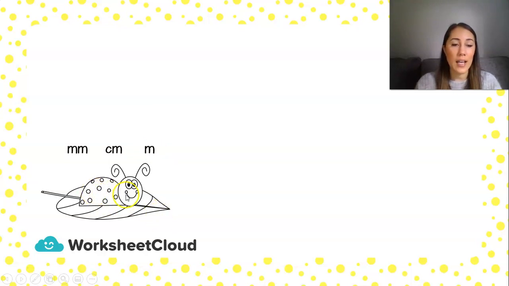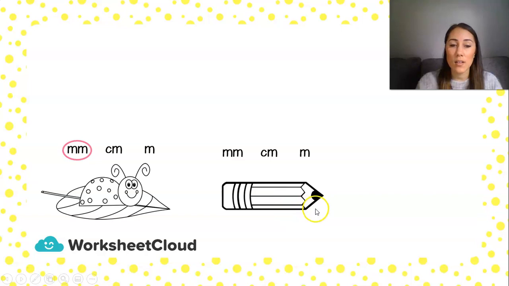So let's have a look at the ladybug or the ladybird that is sitting on this leaf. And now we need to decide, would we measure this in millimeters, remember the size of my finger nail, or in centimeters, the size of my finger or my hand, or in meters, the size of my arm or my leg. So I'm definitely going to measure this in millimeters because a ladybug is the same size as your fingernail. A pencil. Would I measure a pencil in millimeters or centimeters or meters? I would measure this in centimeters because this is the same size as my hand.